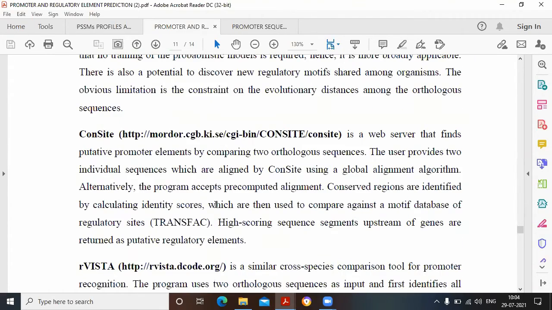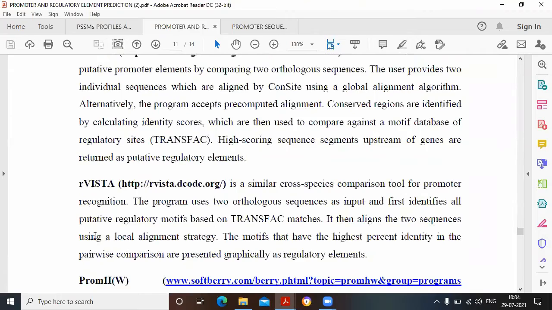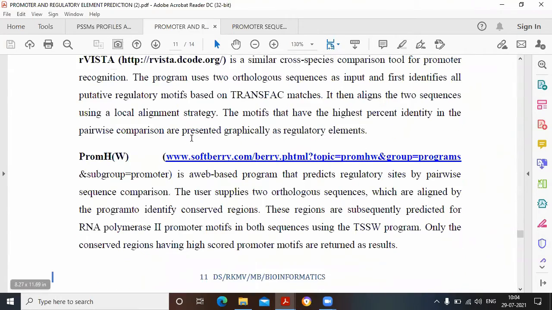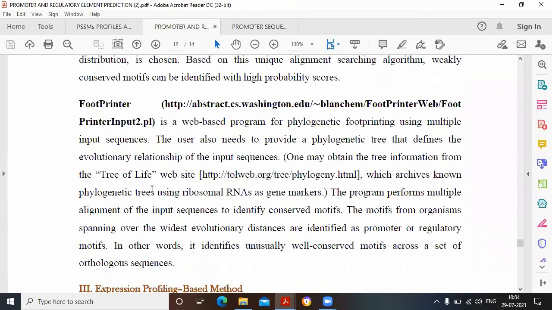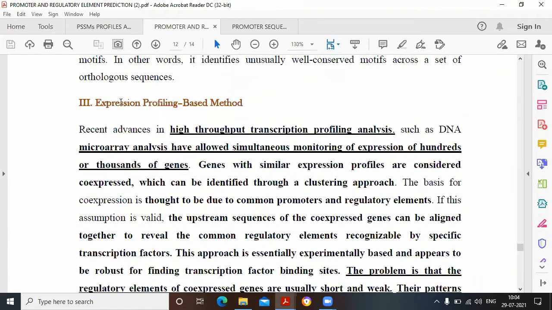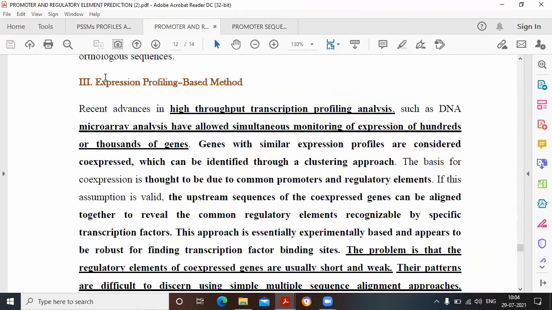So these are again different sites or servers that are present, and again some of them will be working and most of them are not working. The third method is the expression profiling based method, and this method completely depends on the microarray data analysis process. It is also called the high throughput screening method, or the high throughput screening transcriptional profiling analysis method.